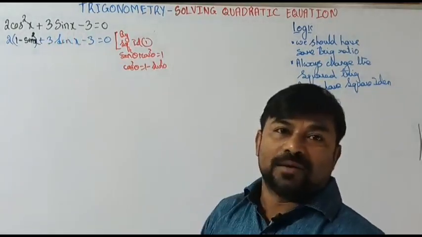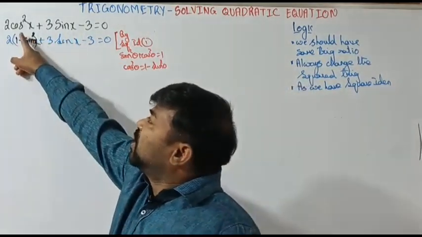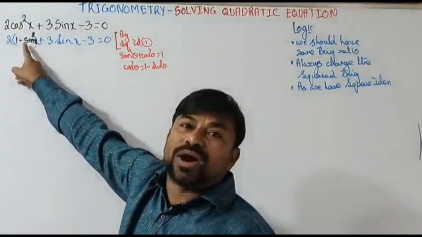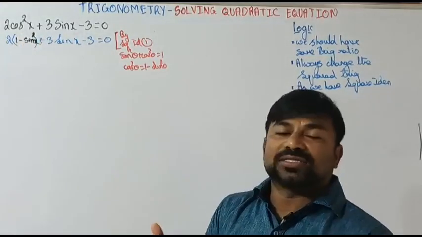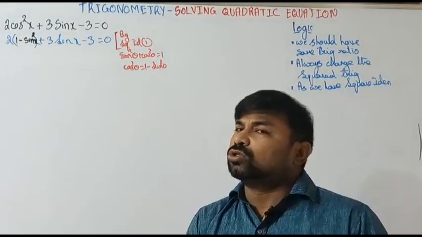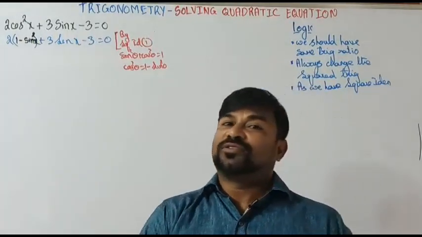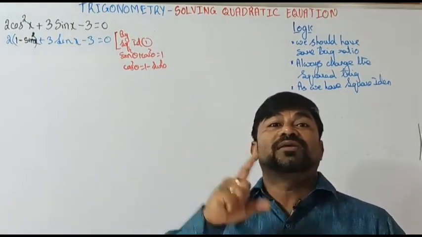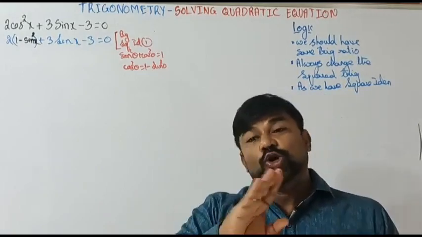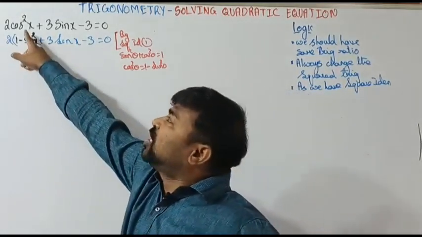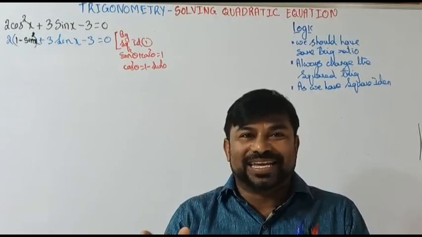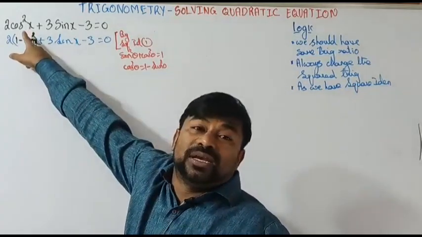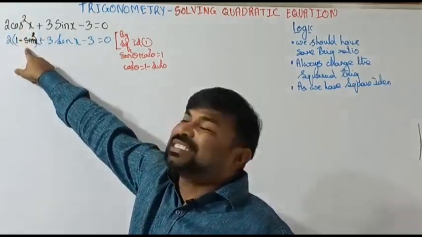Basing upon that formula, what did I write? In the place of cos square, I have written 1 minus sine square theta, or sine square x. Now do general mathematics. What is the first condition I have applied? I want all the same trig ratios. To make that happen, I have changed the squared identity. Cos square I have changed to sine square.